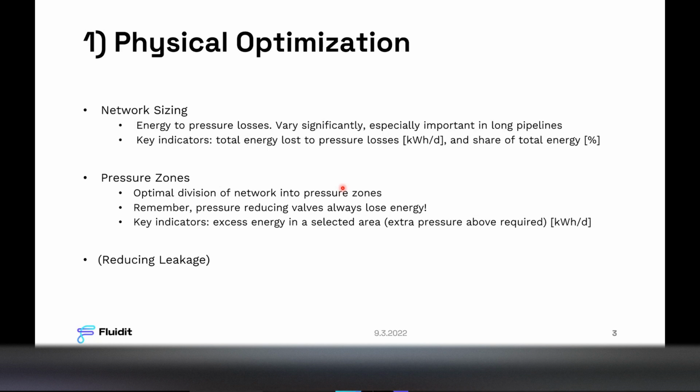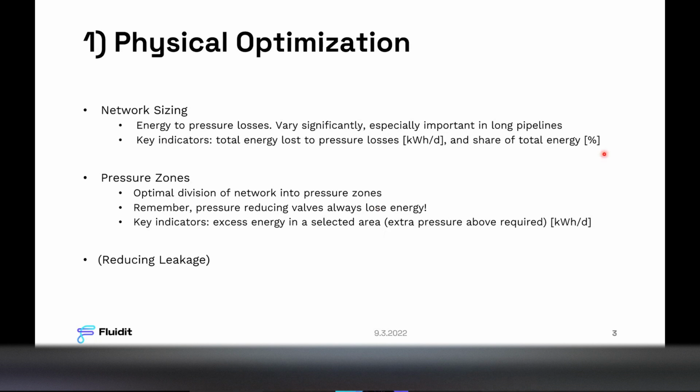From my experience after modeling dozens and dozens of networks, its effect varies significantly. It's very important in some networks, and it's quite insignificant in many networks. Especially important it is obviously in long pipelines, as we have long distances, and thus they provide a lot of pressure loss.